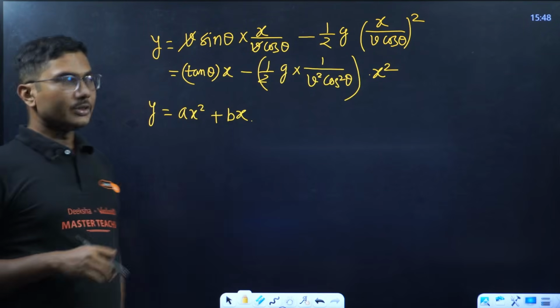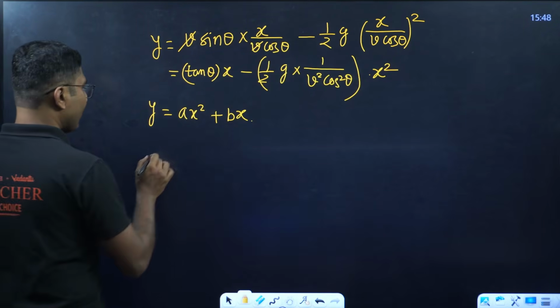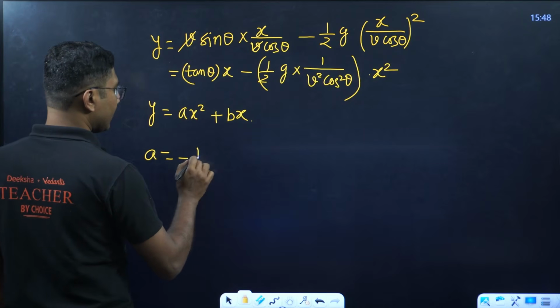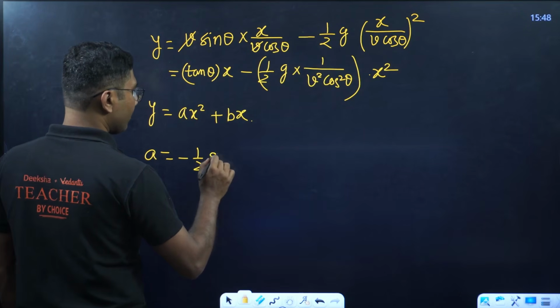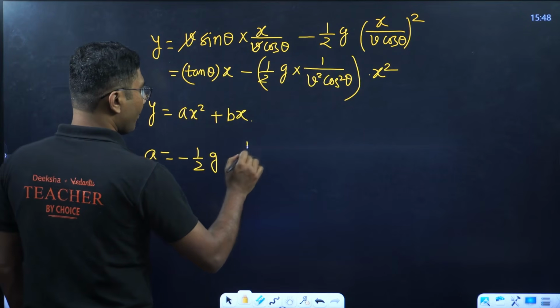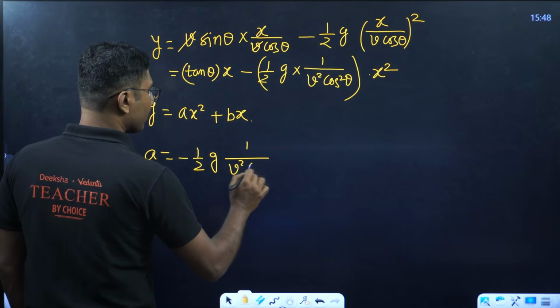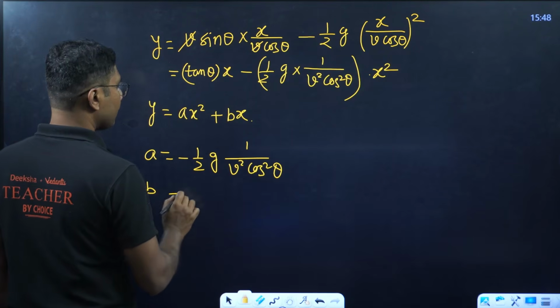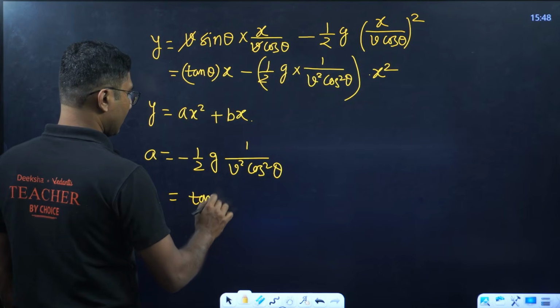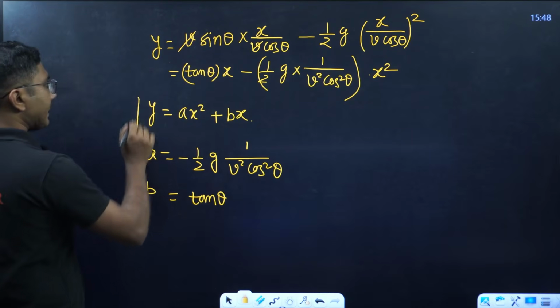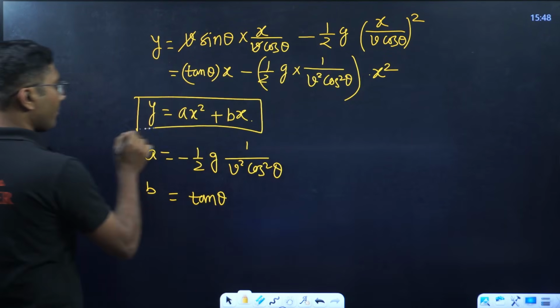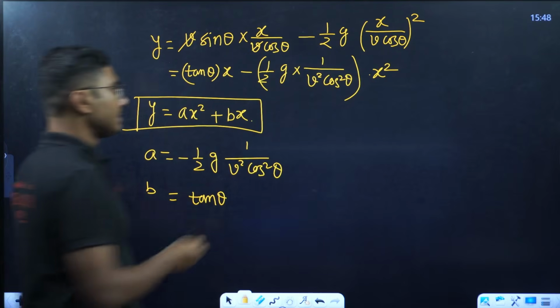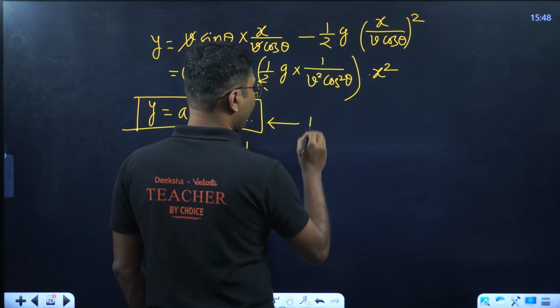Sir, what happened to this negative sign? Don't worry, because a is a constant, we can take the negative sign inside the constant. So it will be half g 1 by v square cos square theta, and b equals to tan theta. Okay, this is a general equation of a parabola.